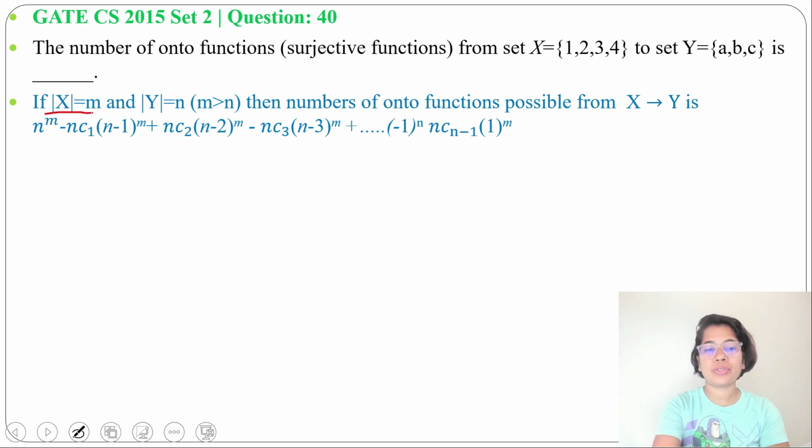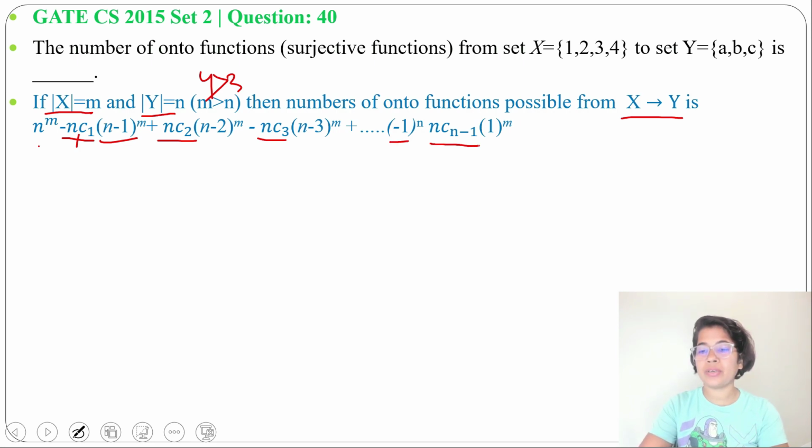If |X| equals m and |Y| equals n, and m should be greater than n. Here m value is 4 and n value is 3. 4 is greater than 3. The number of onto functions possible from X to Y will be n^m minus nC1 (n minus 1)^m plus nC2 (n minus 2)^m minus nC3 (n minus 3)^m up to minus 1 power n, nC(n minus 1) 1^m. This C stands for combination. This is the formula for finding the number of onto functions.